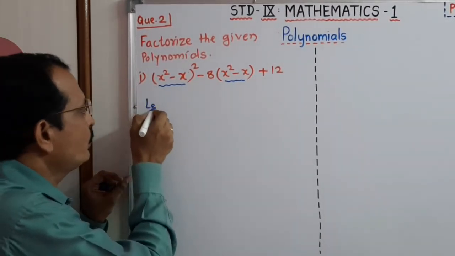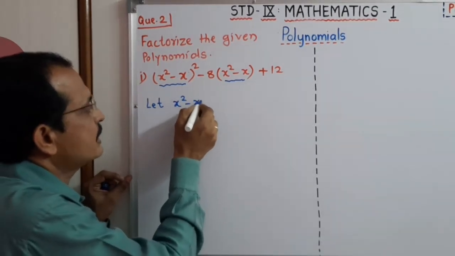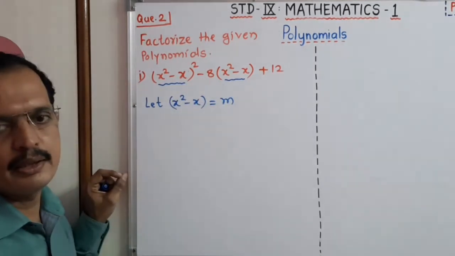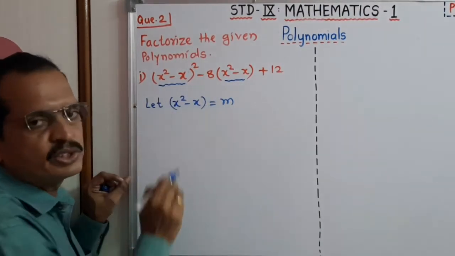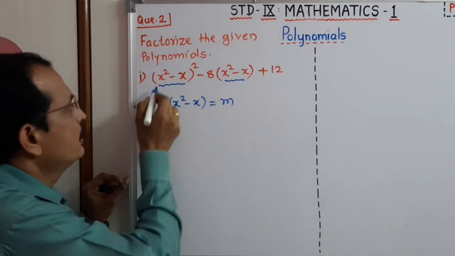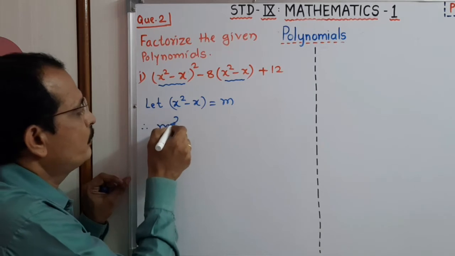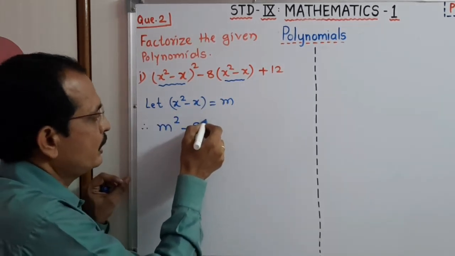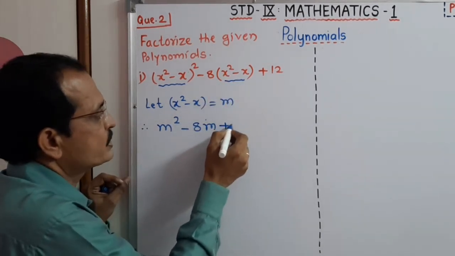Therefore we have to take the first step, that is, let x square minus x be equal to another variable, let it be m. Therefore, instead of x square minus x we have to write m. Therefore what will be there? This x square minus x we replace by m, bracket square, minus 8 into m, since x square minus x means m, plus 12.